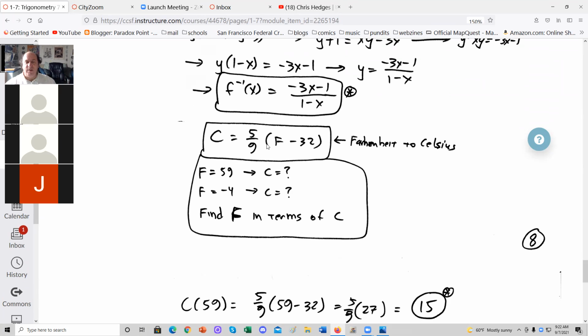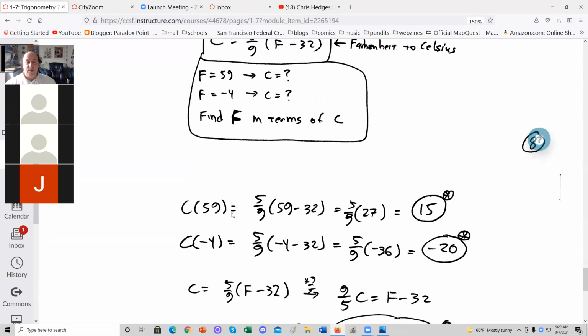Here's a conversion factor from F degrees Fahrenheit to C degrees Celsius. The Celsius measure is 5/9 of the Fahrenheit minus 32. All right. The question is to find, if given various values of F, what's C, and find F in terms of C. Okay, finding C given F is just a matter of substituting in 59 here or negative 4 here. And this comes out to 15 degrees. So 59 Fahrenheit is 15 Celsius. Negative 4 degrees Fahrenheit works out to be negative 20 Celsius.